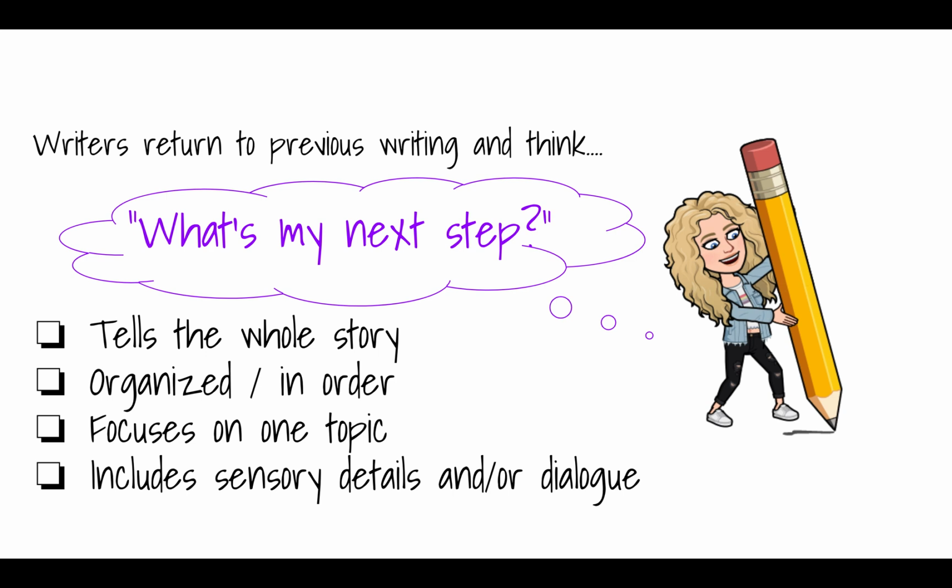So there's 4 things we usually watch out for. We check to see if our writing tells the whole story. We check if it's organized or in order. We check if it's focused on one topic. It doesn't wander around too much. And we look if we have included sensory details and or dialogue. So obviously this is talking about fiction or nonfiction narrative writing when you're telling a story.